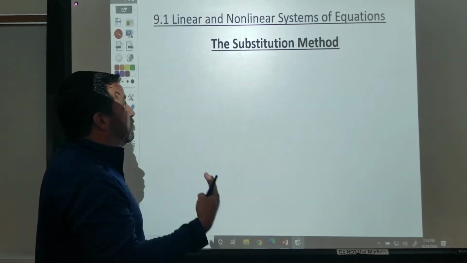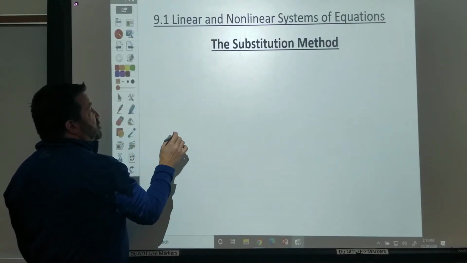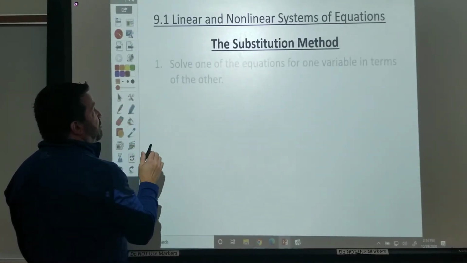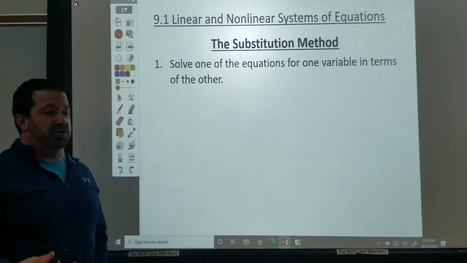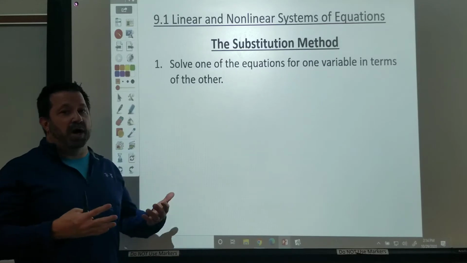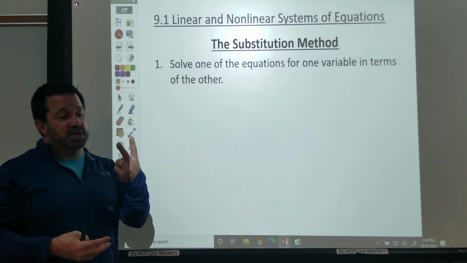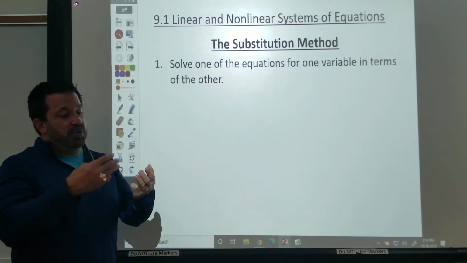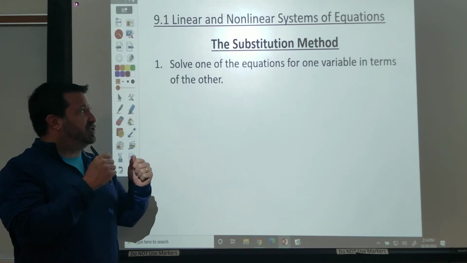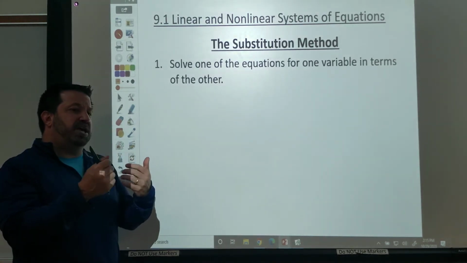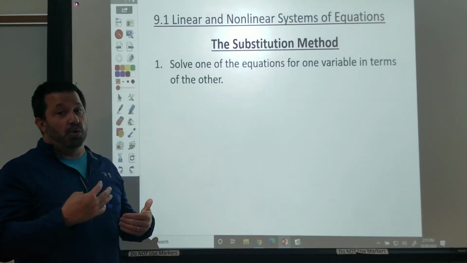So we use it for other systems, not just for linear systems, but like I said, that's the one you're used to. So the substitution method, the first step is to solve one of the equations for one variable in terms of the other. So if you have a system with x and y in it, you're going to either solve the first or second equation. You have to have two equations, typically, if you have two variables, three equations if you have three variables in your system, and so forth. And so if you have x and y, you would take either your first or your second equation, and you would solve it either for x or for y.